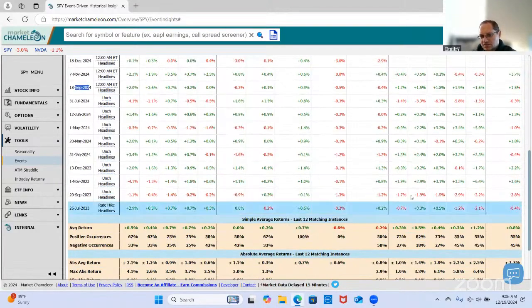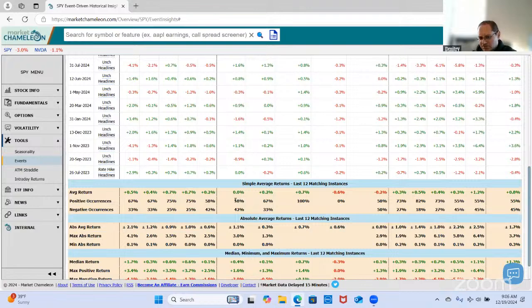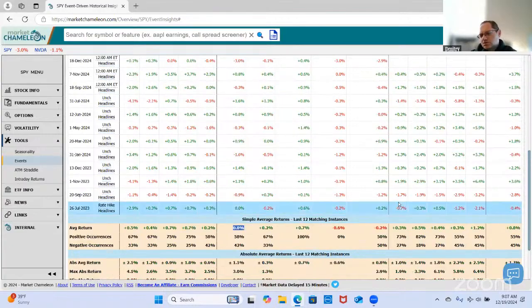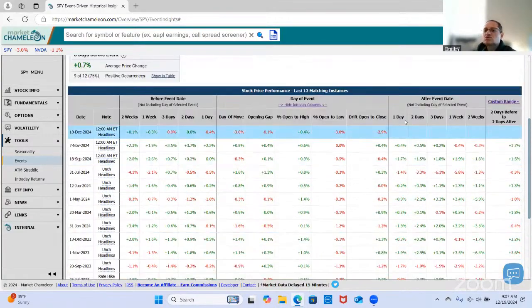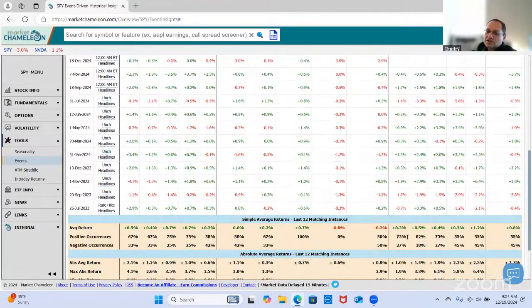Looking at this, we could see that on the day of the move, 58% of the time it was up, 42% lower, close to 50-50, on average break even. What did it do the next day? The day after the Fed meeting, that would be this one, which measures from the close of yesterday to the close of today. You could see here that it tended to be up more often than down: 73% of the time the stock was higher the next day, 27% lower, for an average gain of 0.3%.